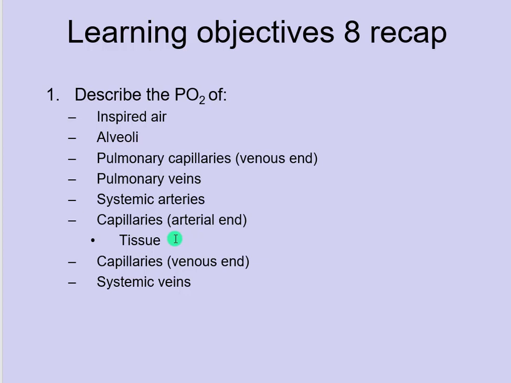Oxygen dumps out to the tissues. A whole bunch of oxygen dumps out so that the PO2 of the capillaries at the venous end are now going to be 40, and that's because it reached an equilibrium with the tissues. And then the PO2 of the systemic veins is also 40. So that should wrap it up for this video.